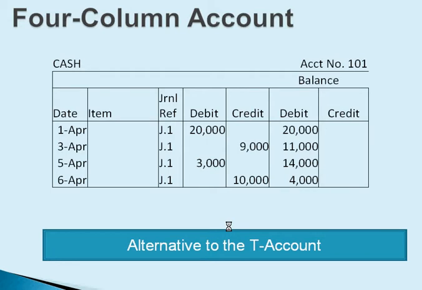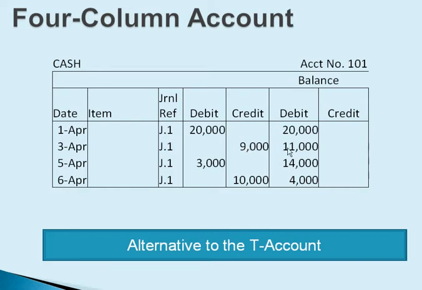but in the real world you'll see something like the 4-column account. You've got the date on the left, the journal reference, that's the journal page where these amounts came from. Debit goes in the first column, and the balance is extended over to the balance column. It's called a 4-column because 1, 2, 3, 4 columns are there.